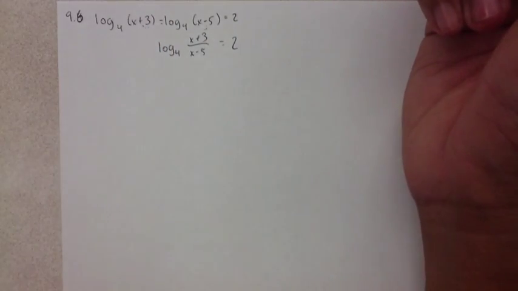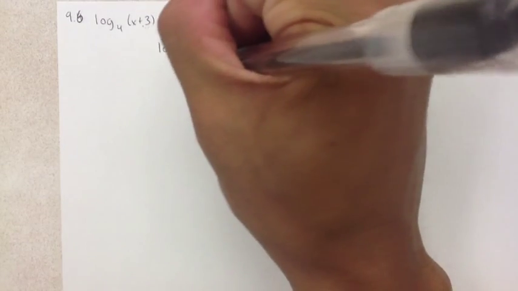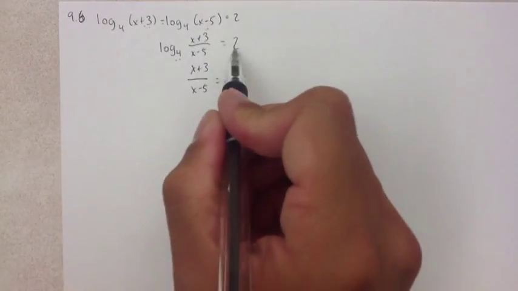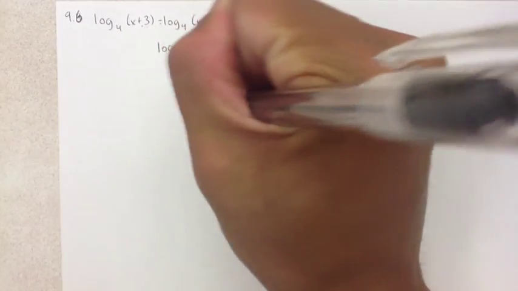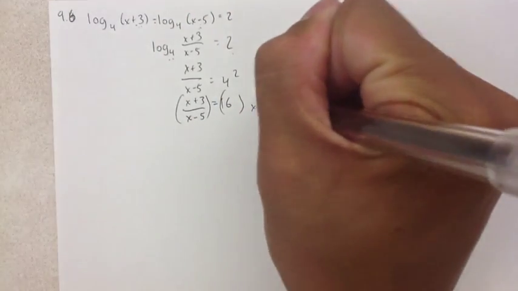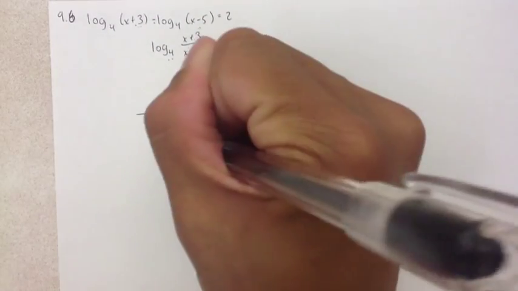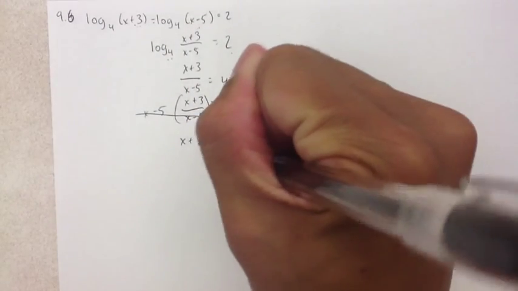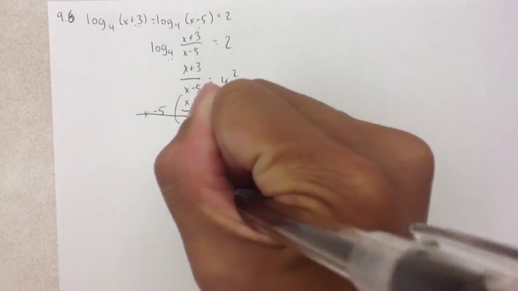I'm going to change this into exponential form, meaning base, exponent, answer. So this is x plus 3 over x minus 5 is equal to 4 squared. Remember, base, exponent, answer. 4 squared is 16, which is equal to x plus 3 over x minus 5. To solve, just multiply both sides by x minus 5 to cancel here. This becomes 16x minus 80. This is x plus 3. Get everything over to one side, so this is 15x is equal to 83, and 83 over 15 is equal to x.